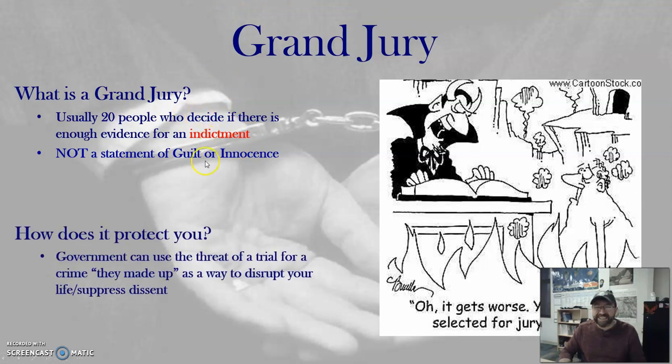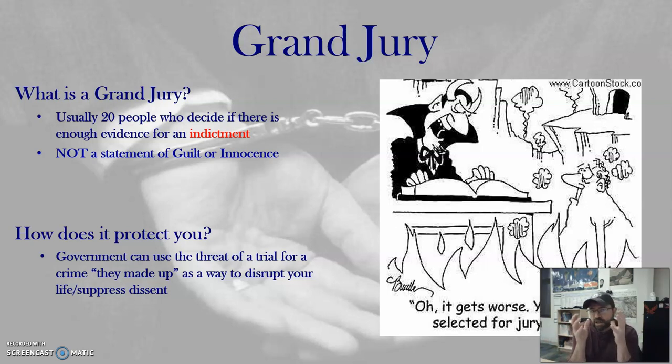Now, how does a grand jury protect you? Why would it be in the Fifth Amendment, or why would it be in the Bill of Rights? Well, consider that the government, without the grand jury protection, could basically threaten you with a trial for something that they just made up. Hey, we think you're guilty of murder, but wait a second, there's no evidence of murder. It's like, well, don't worry about it. The trial's going to clear that up. In the meantime, your life is disrupted, and you basically have to put your whole existence on hold while you wait for your jury trial to determine what you already knew, which is that you're innocent. Well, the government could do that.